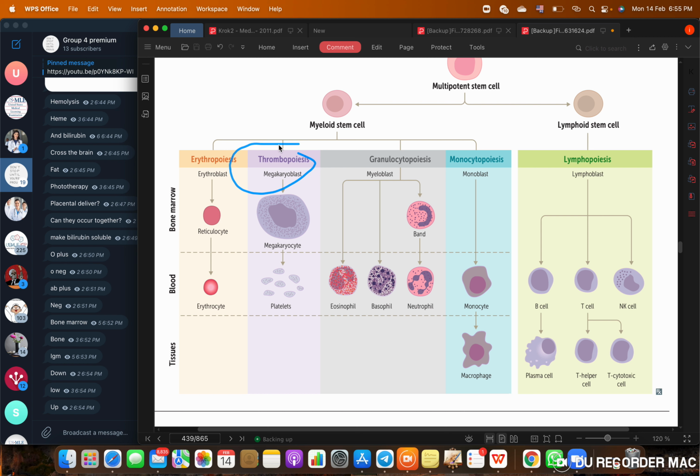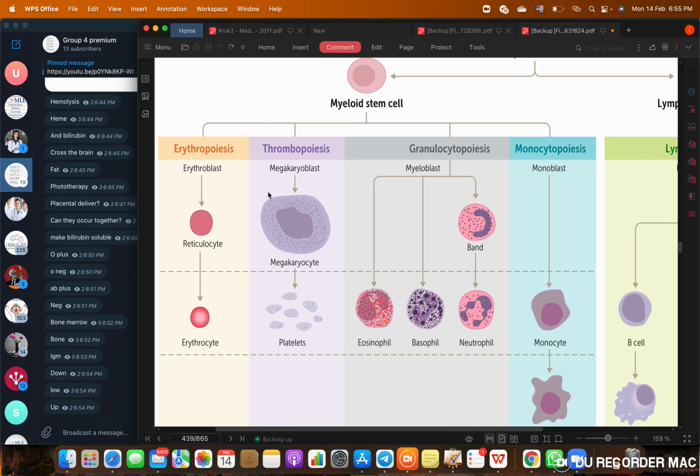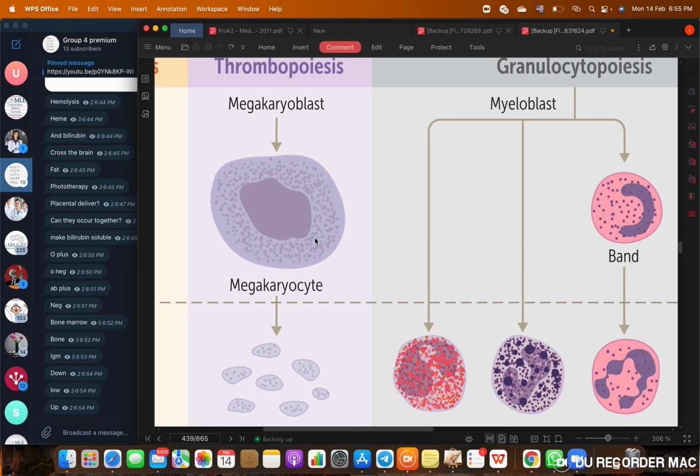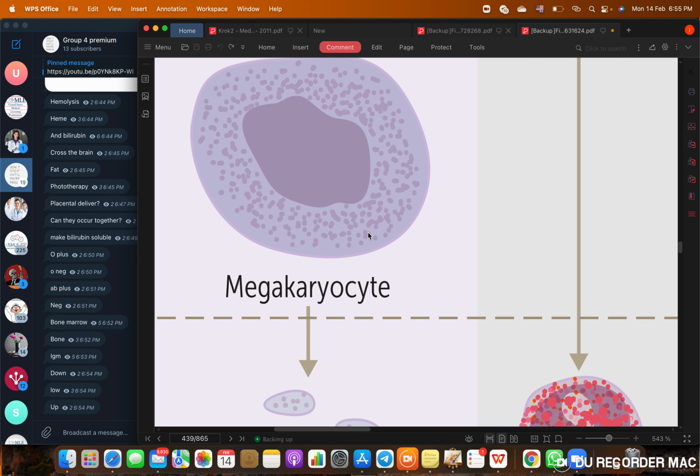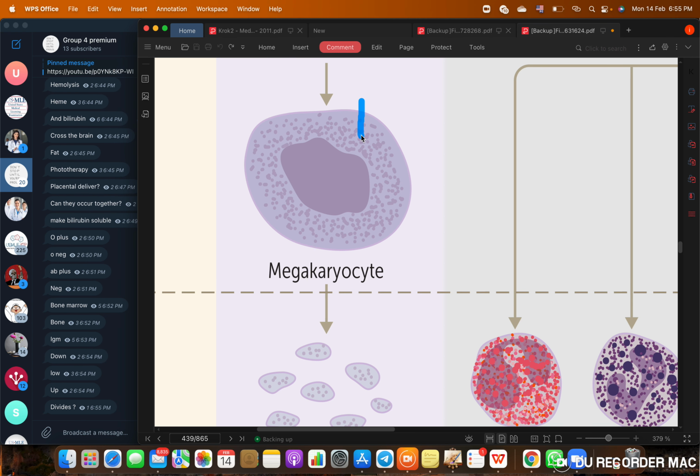So thrombopoiesis. Thrombopoiesis is making thrombocytes, also known as platelets. It starts from a really, really big cell called the megakaryoblast, which gets converted into the megakaryocyte. Now this is different. Here we had a cell that is converted into another type of cell, like reticulocyte to erythrocyte. But megakaryocytes, look guys, make platelets by getting destroyed. It's just the fragments of it, okay? So just the fragments.